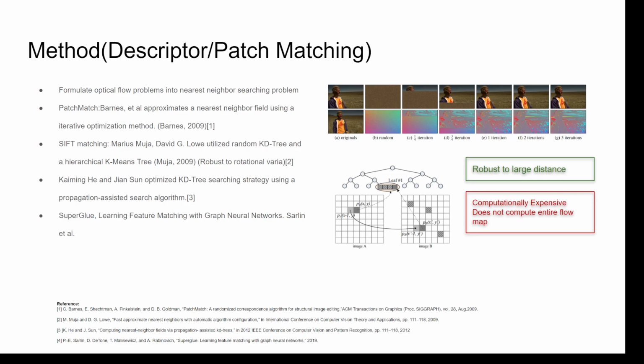So this method formulates optical flow problems into nearest neighbor searching problems, and there are patch match, sift matching, and also there's tree searching strategies. Also, more recently, there is superglue, which learns feature matching with graph neural networks and self-attention. One of the advantages of this method is that it's quite robust to a large distance. However, it can be computationally expensive and does not compute in the entire flow map.